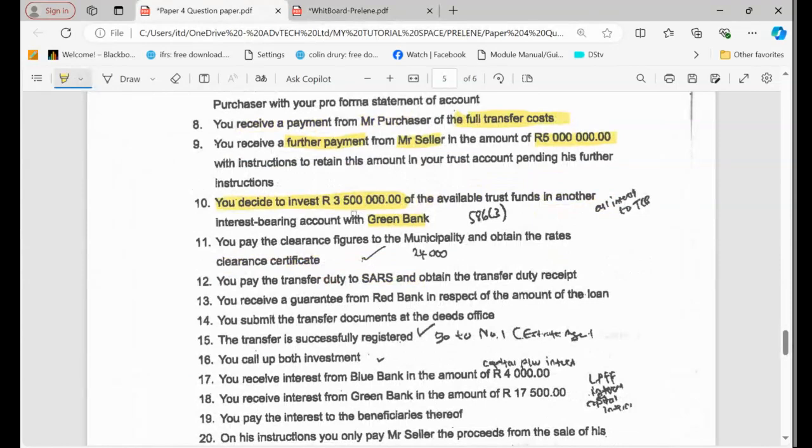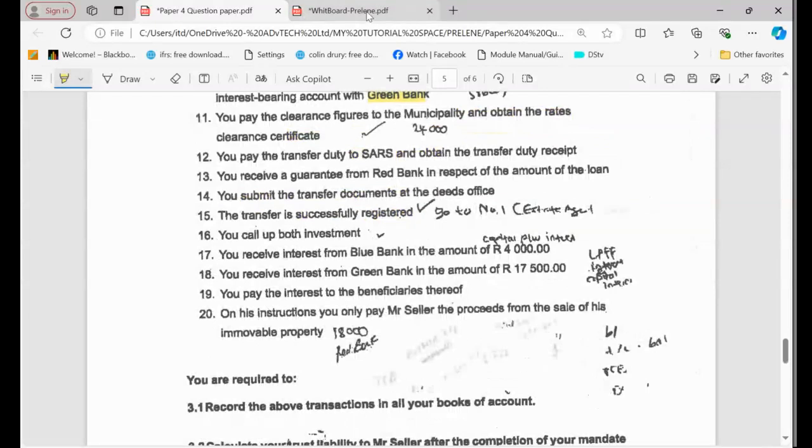Now, you pay the clearance figures to the municipality and obtain the rates clearance certificate. Remember, who is responsible for the clearance certificate for the rates? The seller. So we must go and affect the seller directly there. And remember, the seller is not our real client in a way. Our real client is the purchaser. So I'm going to go to the seller there.